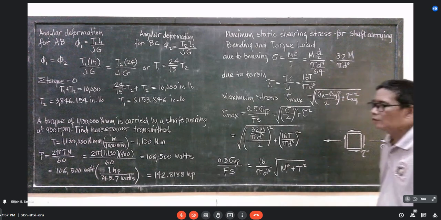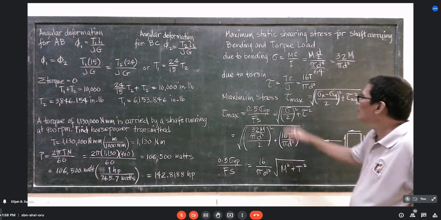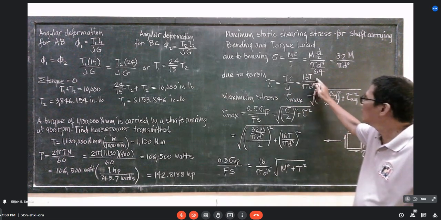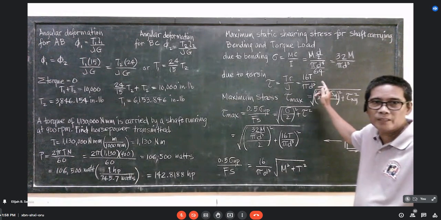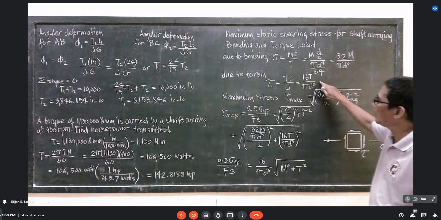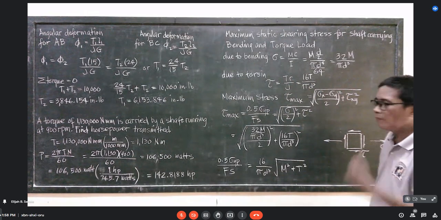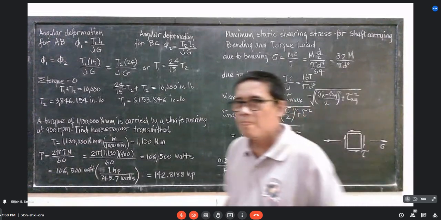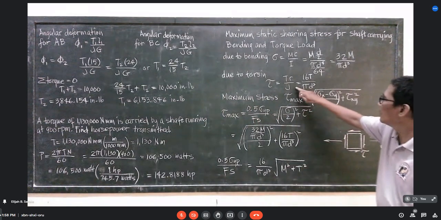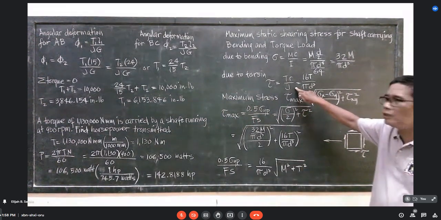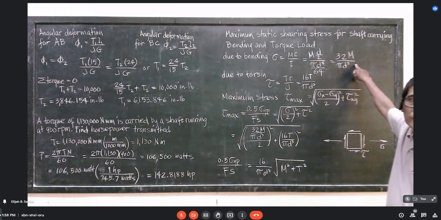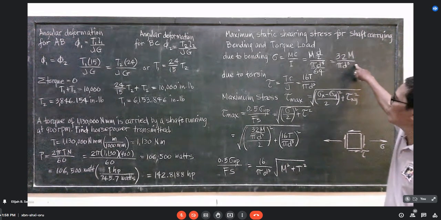Next, due to torsion, Tr over J. We have already discussed this. It says 16 T over pi d cube, di ba, previously? For twisting. So, the maximum shearing stress for the element with a shearing stress due to torsion and with a flexure or bending stress, either compressive or tensile due to bending.